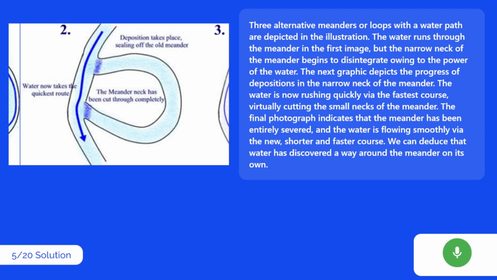The water is now rushing quickly via the fastest course, virtually cutting the small necks of the meander. The final photograph indicates that the meander has been entirely severed, and the water is flowing smoothly via the new, shorter and faster course. We can deduce that water has discovered a way around the meander on its own.